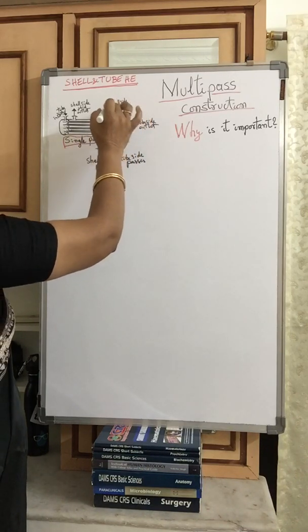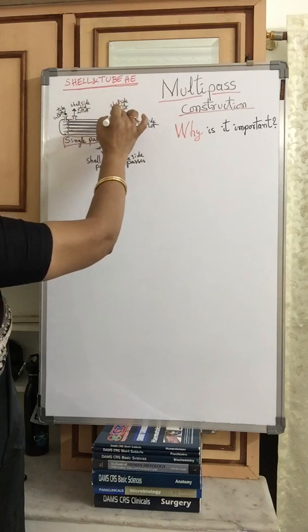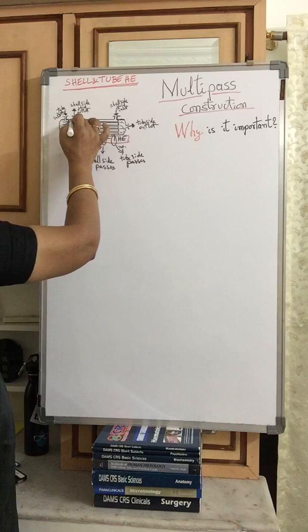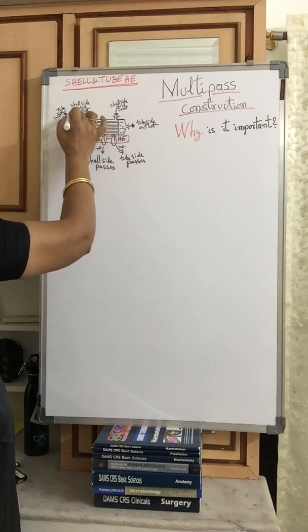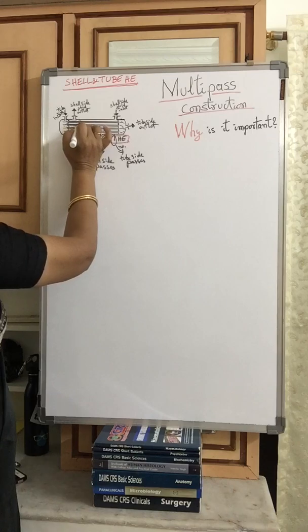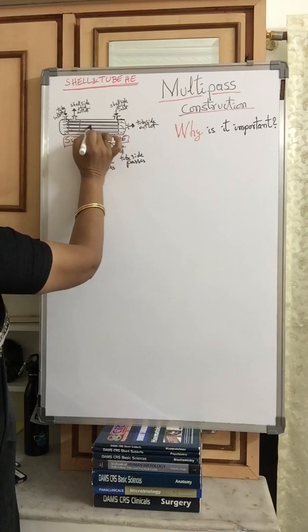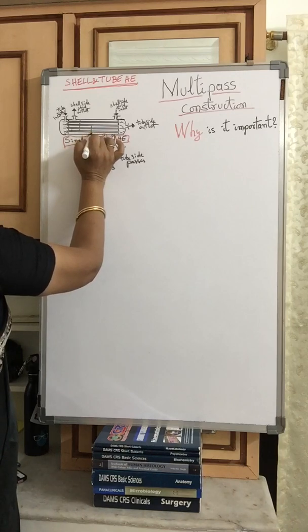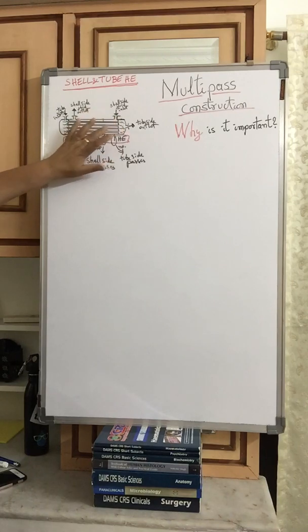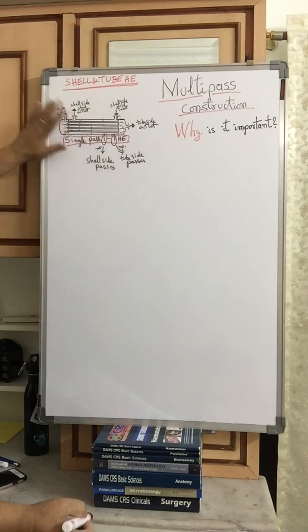And here the shell side fluid enters, flows through the length only once and then leaves. Of course, 25% baffle plates are there, which we discussed in the last class. So the shell side fluid also flows once, both are one.